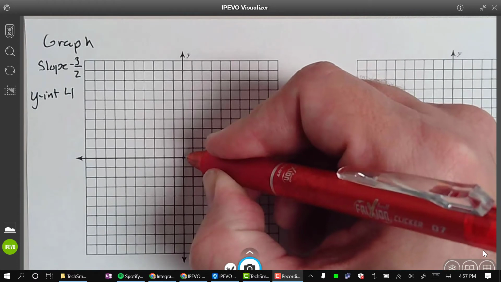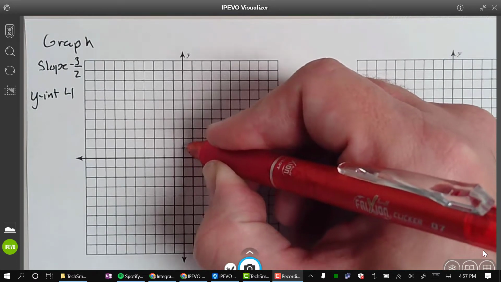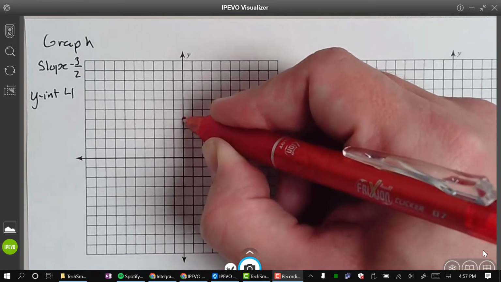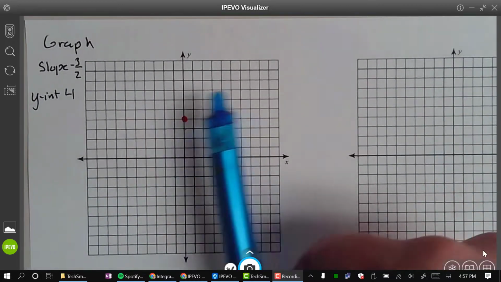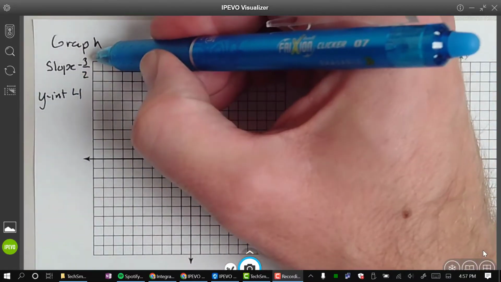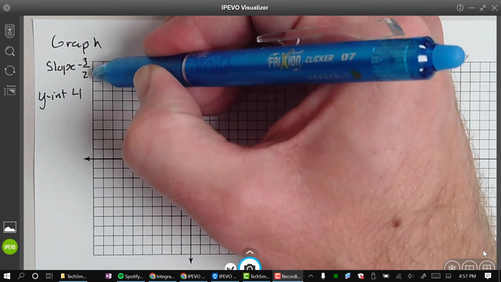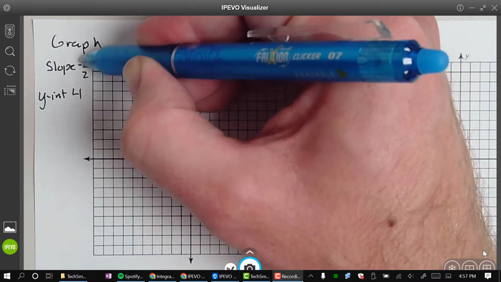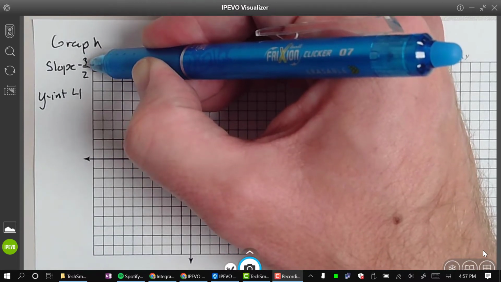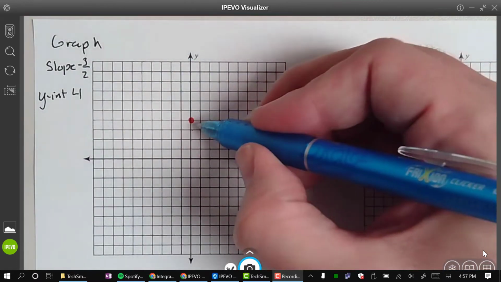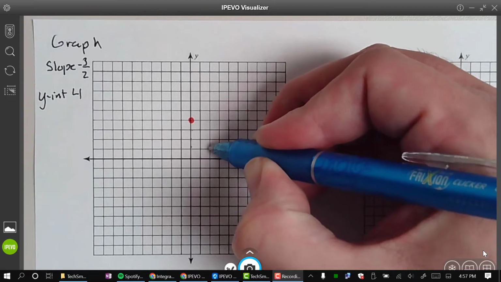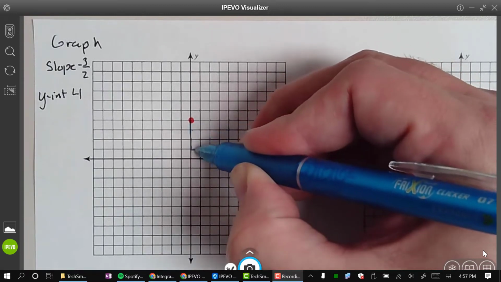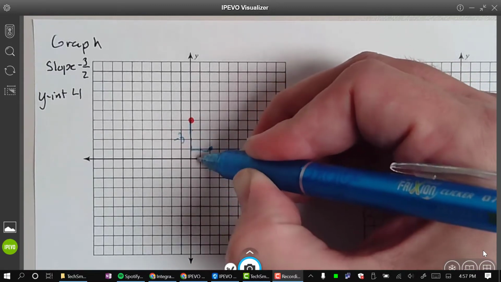So here I am at the origin. I'm going to go up 4. 1, 2, 3, 4. And I'm going to put a point right there. Now I'm going to use this slope. So the slope tells me to rise 3 and run 2. But there's a negative here. So I'm actually going to go down 3 and to the right 2. So down 3, 1, 2, 3, right 2, 1, 2. So that gives me -3, 2.